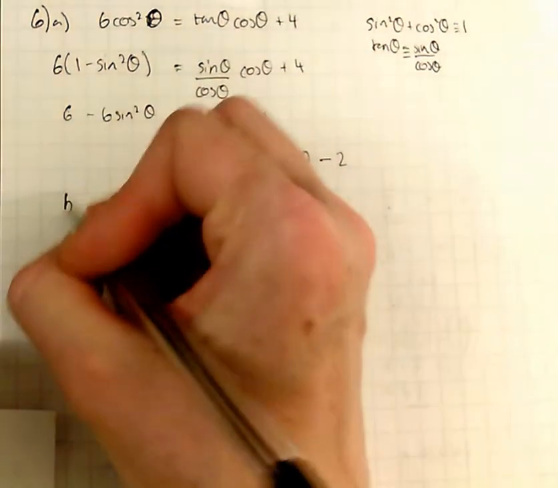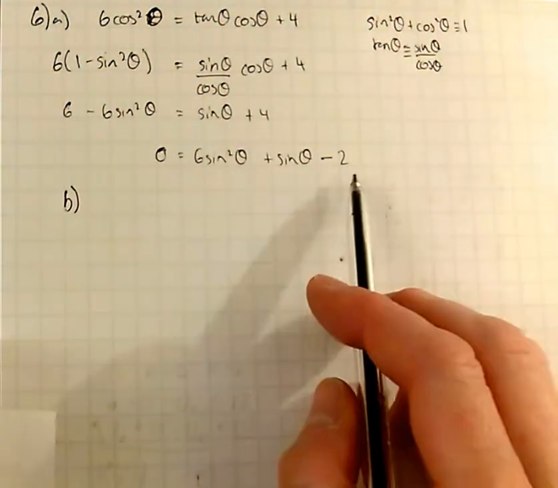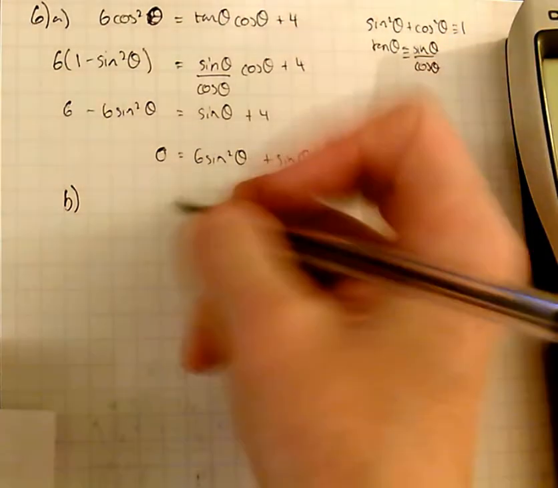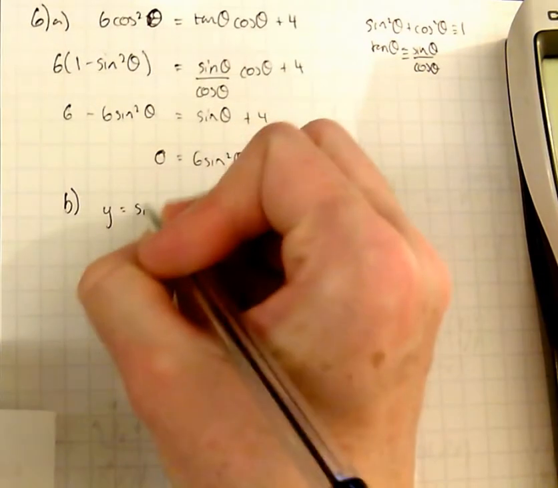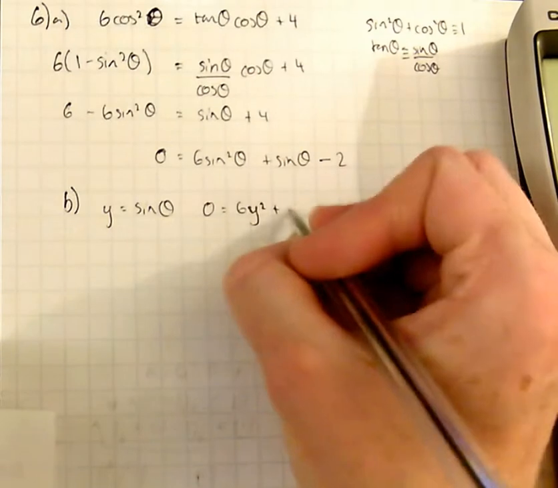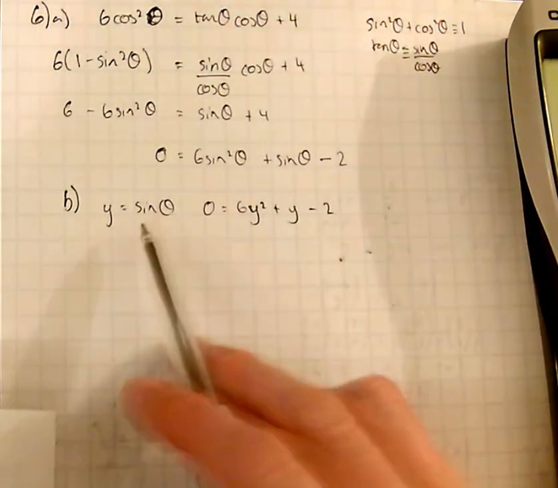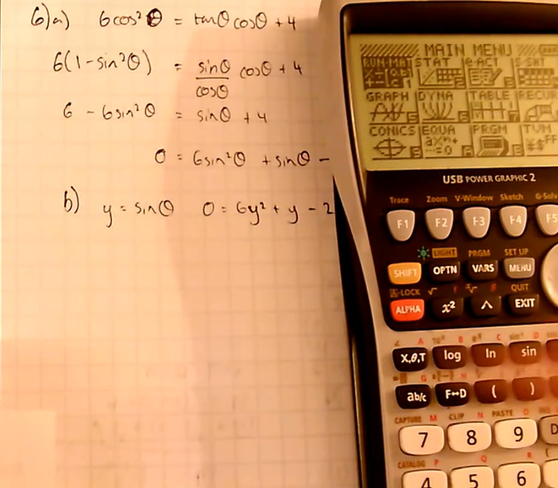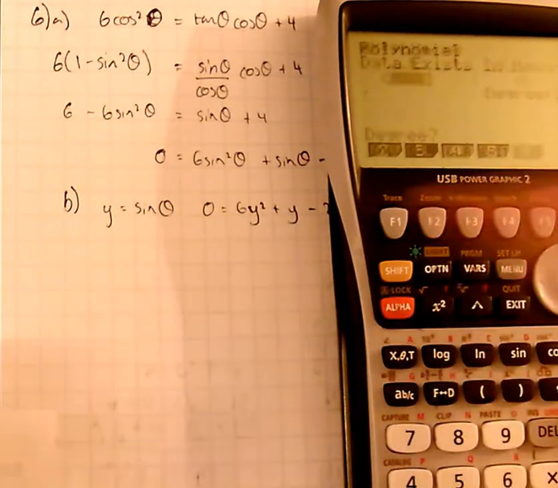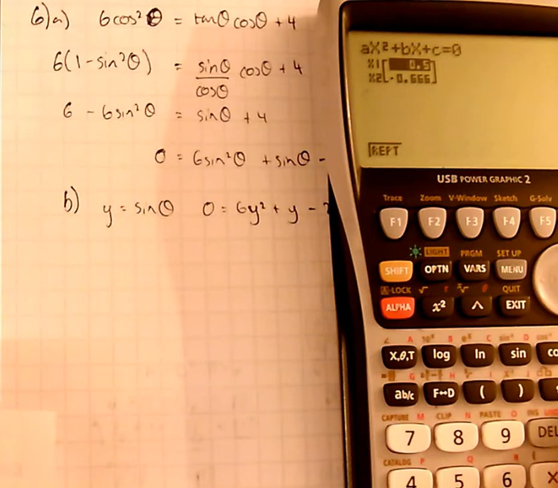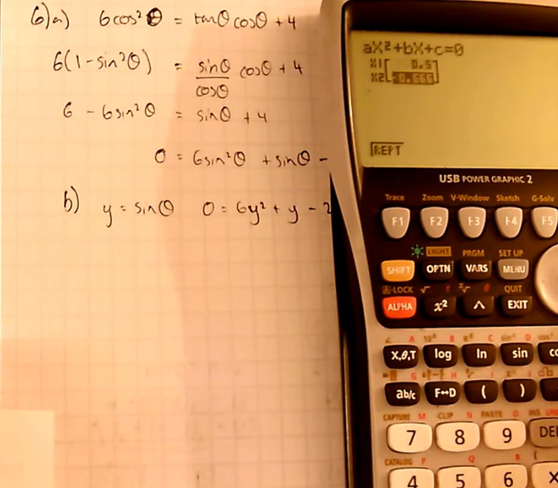So for part B, we simply want to solve this quadratic for sine. Now you might prefer to write it as y is equal to sine theta, and the equation of 0 is 6y squared plus y minus 2, or you might just go straight for your sines. So I'm going to just use my calculator to solve it for me. So I've got 6, 1 and minus 2 as my coefficients. That gives me a half and negative 2/3.